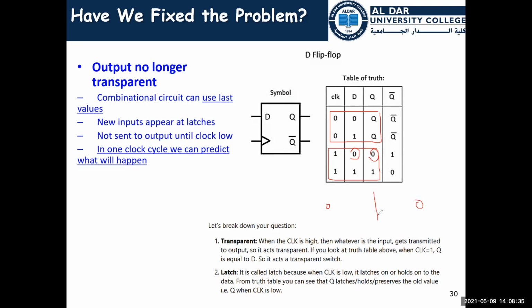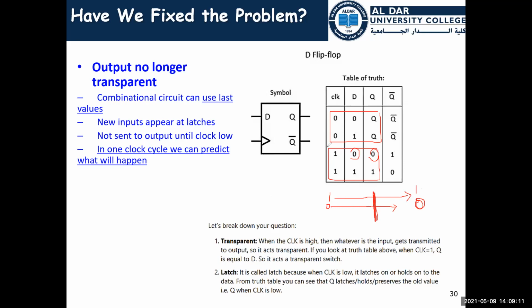It's like a mirror is not transparent, but like glass, 0 will pass through the glass and appear at the output. 1 appears through the glass and appears at the output. So this means transparent or transparency. Transparency means whatever the input, it will appear at the output.